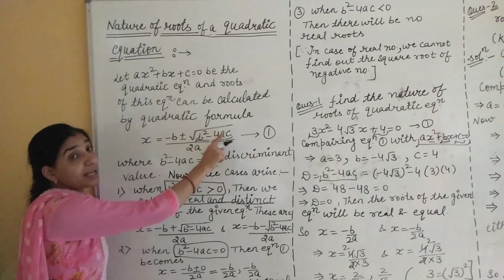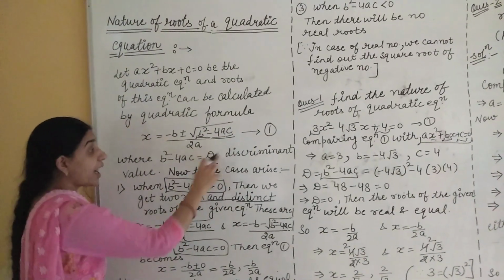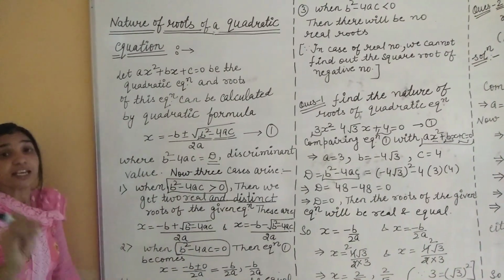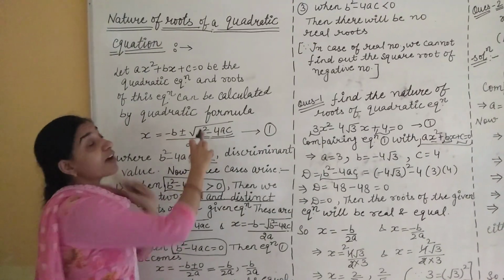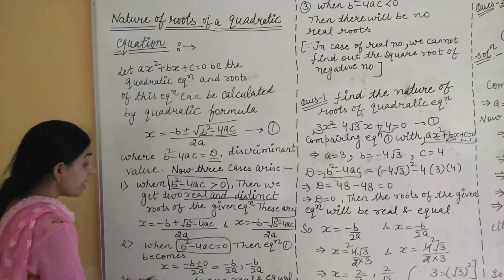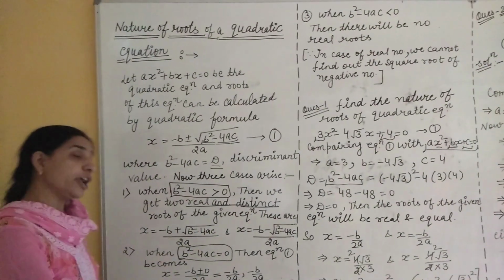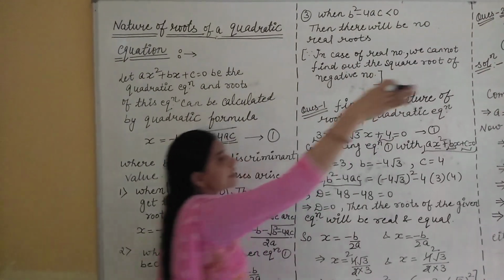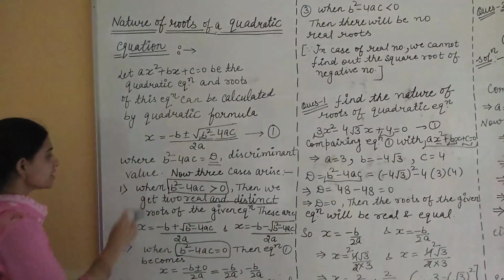Here b square minus 4ac, as I already told you, is the discriminant, denoted by capital D. Now three cases arise here. First, it may be possible that the value of b square minus 4ac is greater than 0. Second, b square minus 4ac may be equal to 0. Or third, b square minus 4ac may be less than 0. Now one by one we have to study these cases.